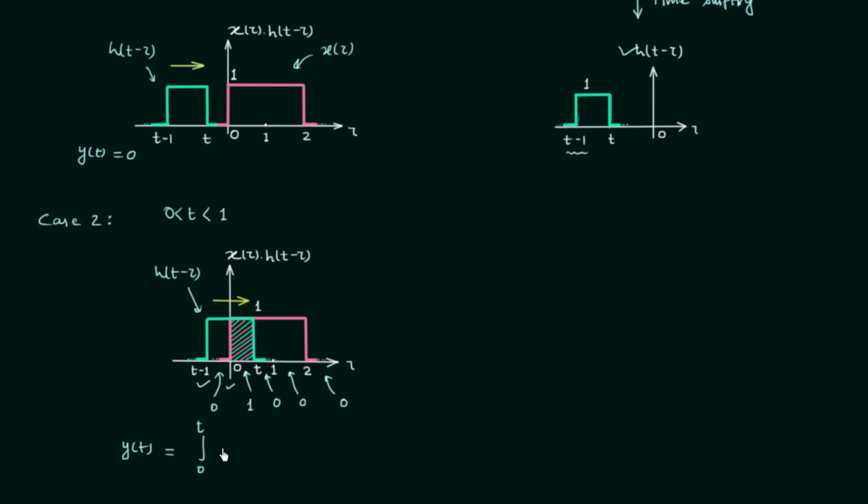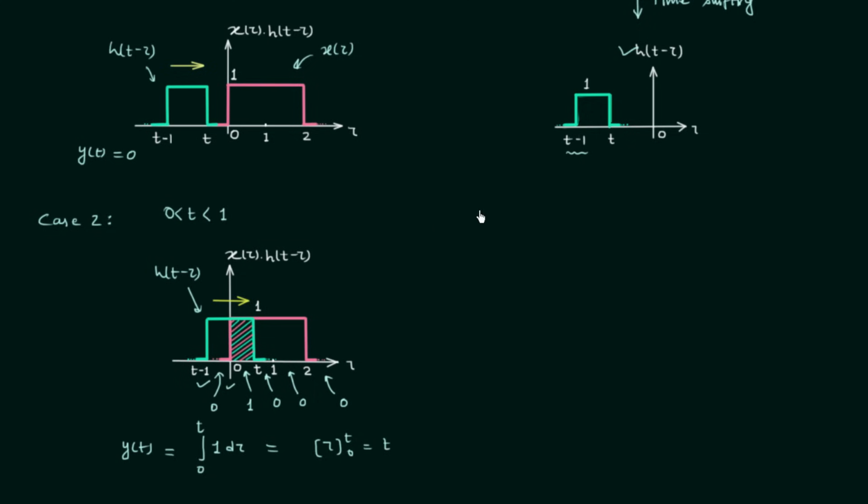x(tau) multiplied by h(t minus tau) is equal to 1. So we will have integration of 1 with respect to tau. We already know integration of 1 is equal to tau. The lower limit is 0, the upper limit is t. So finally we have t. So y(t) is equal to t when t is less than 1 and greater than 0.